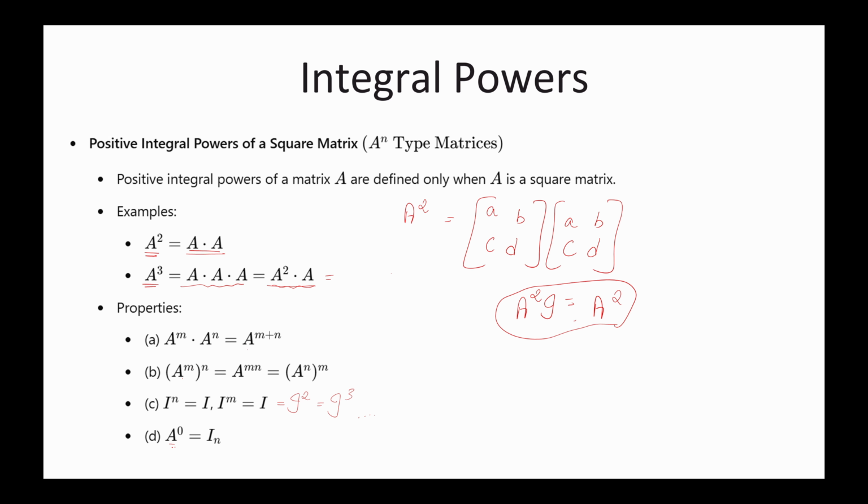And A to the power 0, I hope you all remember, for integers, anything to the power 0 is 1. However, a matrix to the power 0 gives us the identity matrix. So identity matrix is basically the number 1 of matrices. So you must remember this thing.